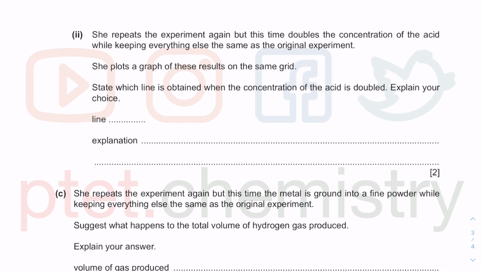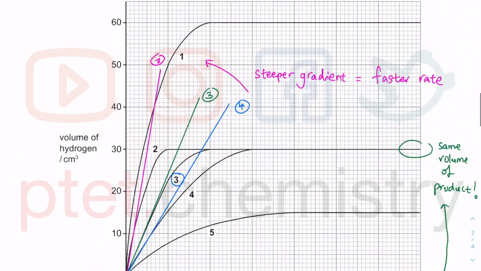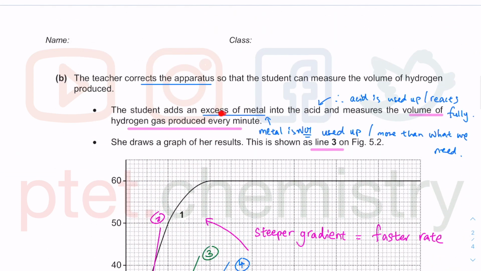Now she repeats the experiment again, but this time the concentration of acid is double. She doubles it, okay? So times 2, getting higher by 2. And we remember the metal was in excess. So the metal is not used up. If the metal is not used up, according to the question earlier, because you know how to read the question, it says excess of metal. So that means the acid is used up.